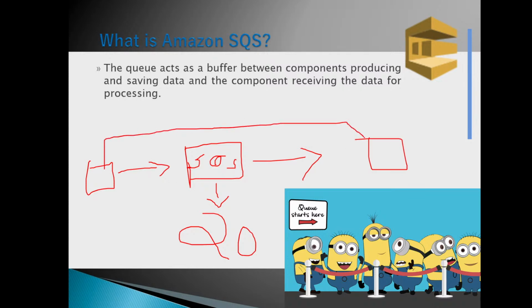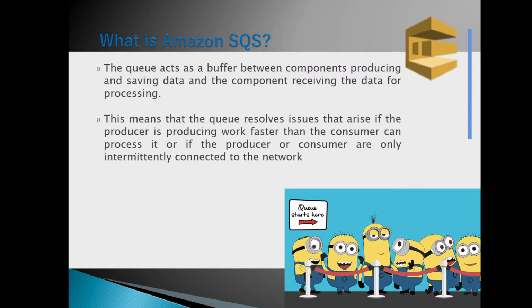Ideally, we can run these services in sync, so that once task one is completed, it is handed over to task two. But we don't want task two to be stuck if task one processes the data slowly or takes a longer period of time to complete a given task. So application one, or process one, can work independently, and application two can work independently. This means that the queue resolves the issue that arises if the producers are producing work faster than the consumers can consume or process it, or if the producer or consumer are only intermittently connected to the network. The second advantage is that both the applications need not be working right now. So temporarily you can shut down the second application, or you can shut down the first application. It's not always necessary that both the components are up and running.